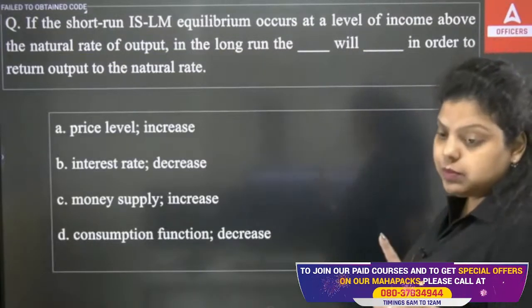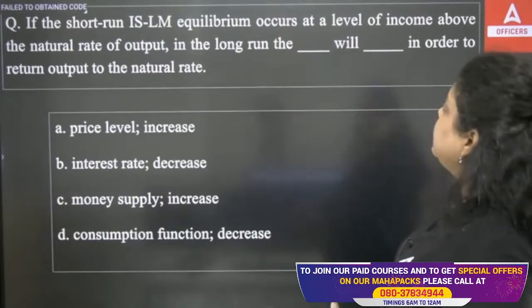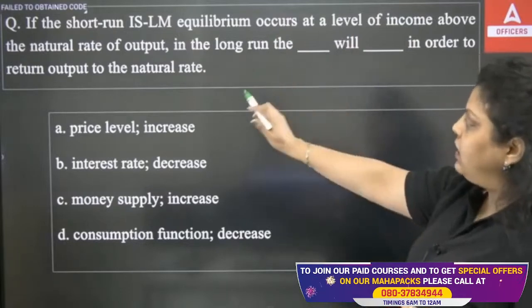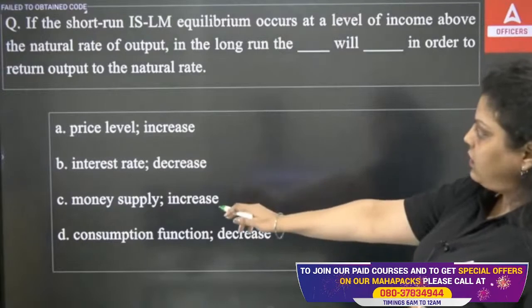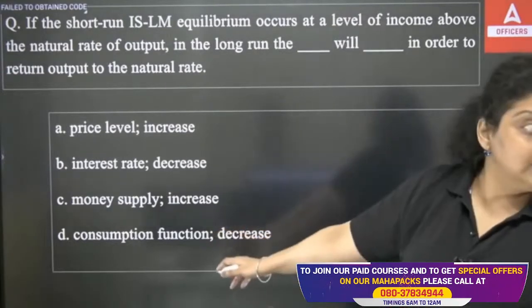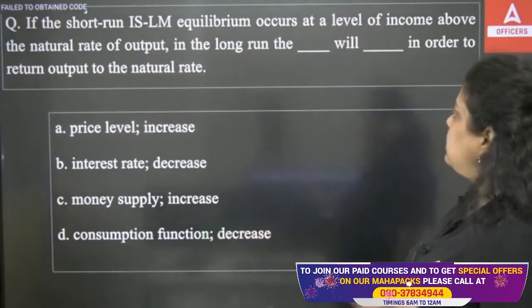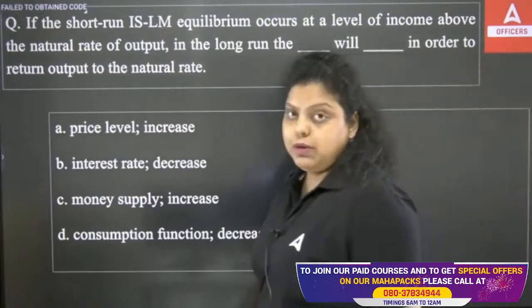First, you have to increase the price level. In the long run, the price level will increase in order to return output to the natural rate. Or second, in the long run, the interest rate will decrease in order to return. In the long run, the money supply will increase in order to return. In the long run, the consumption function will decrease in order to return. So simply, you have more demand and less supply.